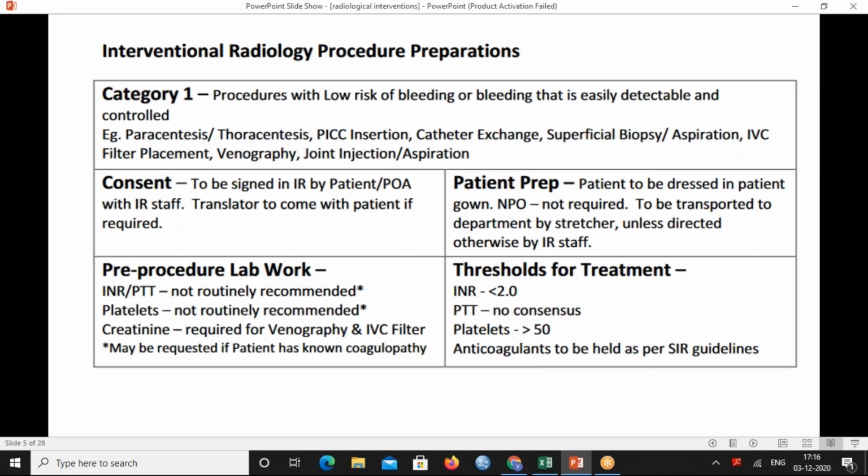Patient is allowed to have anything, but not within 1 hour before the procedure, but he can have nil orally is not required. And an informed consent from the patient, or if the patient is not in a mentally fit state to give his consent, then only the consent from the attendant should be taken before an IR procedure is done. And for lab investigation, INR and platelets are not routinely recommended for category 1 low risk bleeding procedures. Creatinine is to be done if venography or IVC filter is required.